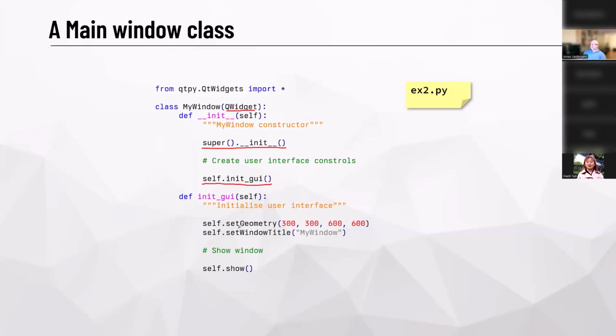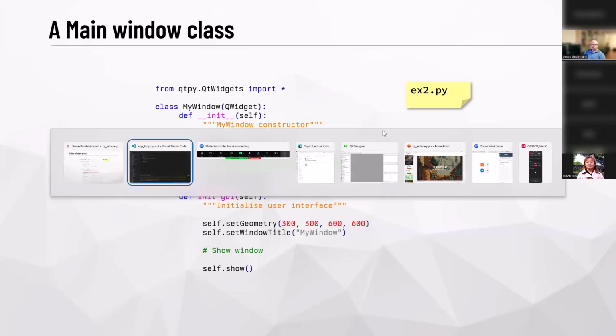And here I can, for example, set the geometry of the window. This is this one here. And then I set the window title, what the name of the window should be, and then I show it here. So I don't have to explicitly call show when I create this object. So this will look something like this.